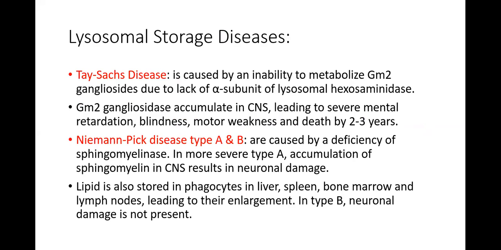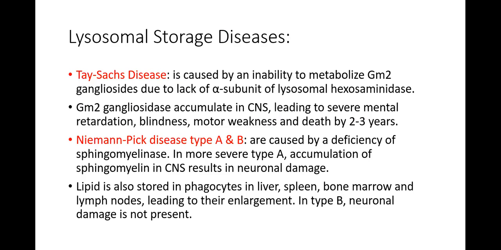GM2 gangliosides accumulate in the central nervous system, leading to severe mental retardation, blindness, motor weakness, and death by 2 to 3 years. So in Tay-Sachs disease, the patient has an inability to metabolize GM2 gangliosides because they do not have the alpha subunit of the lysosomal enzyme hexosaminidase. Because of this, GM2 gangliosides accumulate in the central nervous system, which can lead to mental retardation. The patient can become blind, or have motor weakness, and death occurs by 2 to 3 years.